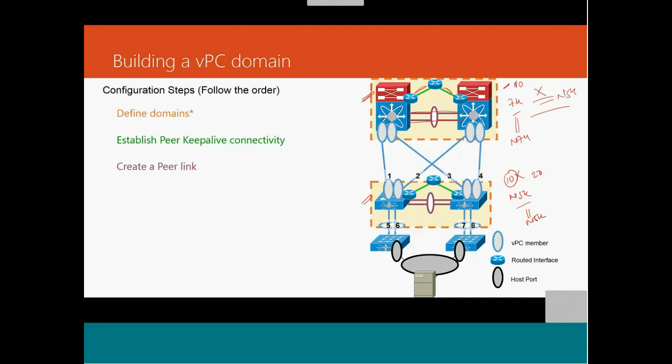Okay. And the last step is to reuse port channels and create VPCs. So these port channels are the VPCs, right? These are part of the VPCs, and you can configure up to maximum 16 ports per VPC.